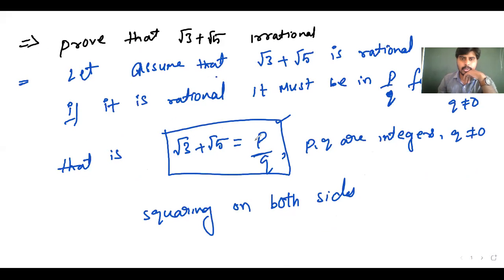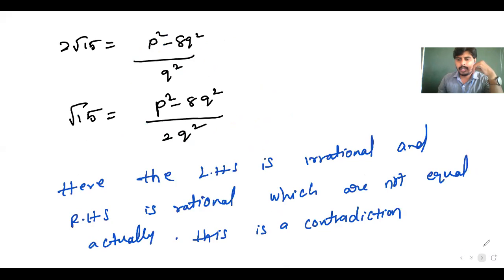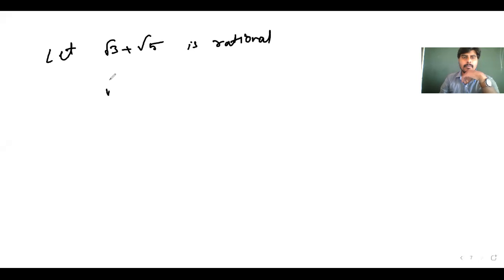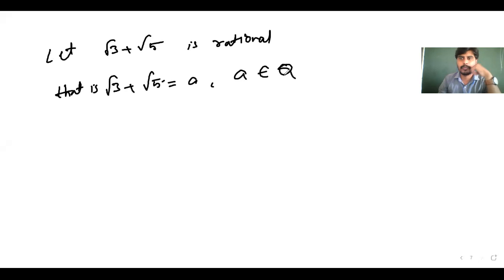We know p by q is nothing but rational numbers in the form of p by q. This we can also write like this now. Just a quick explanation. We are assuming root 3 plus root 5 is rational. This we can also solve like this. Let root 3 plus root 5 equal a, where a belongs to Q. Q in the sense rational numbers, right?